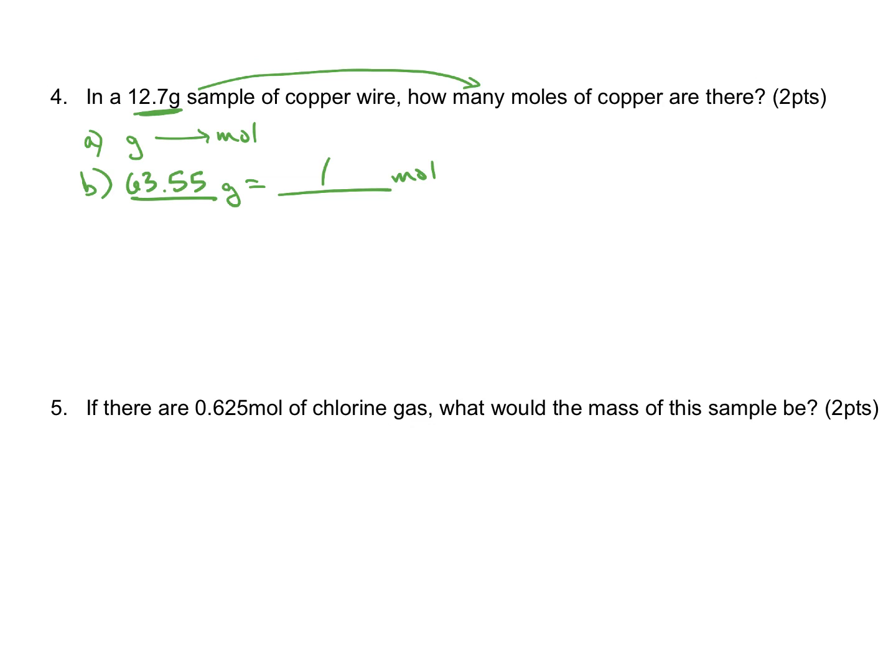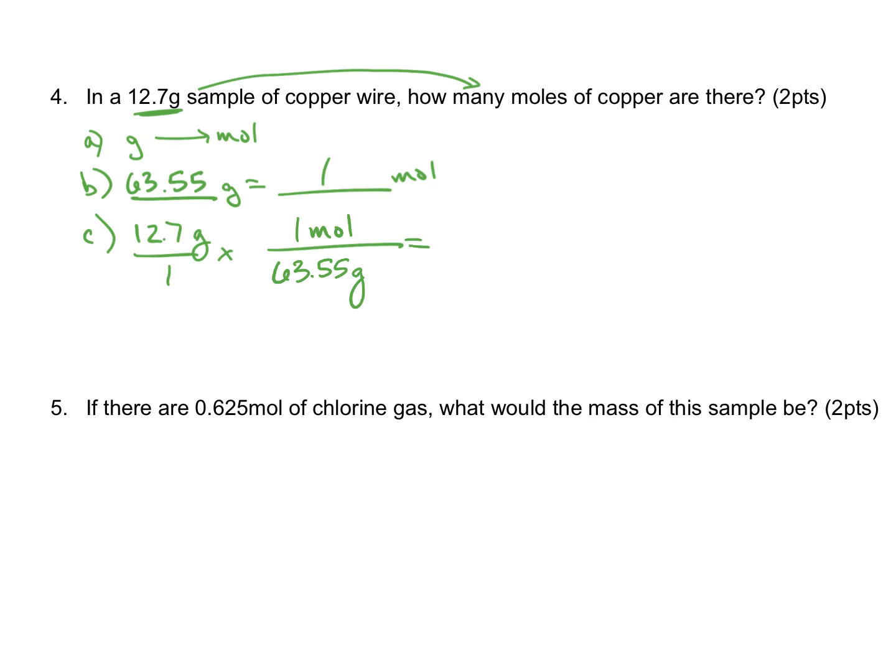63.55 grams of copper are equal to 1 mole. So after you have the conversion factor, the third step of any dimensional analysis problem is to set up the multiplication so that the units will cancel. And since we have grams in the numerator of the first problem, the grams are going to have to go in the denominator. That means you're going to divide. 63.55 grams goes in the denominator. 1 mole is in the top, so 12.7 divided by 63.55.